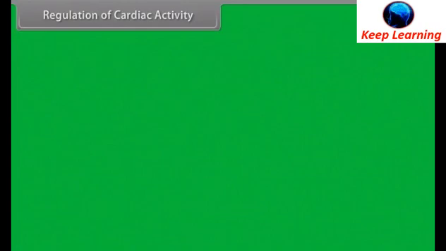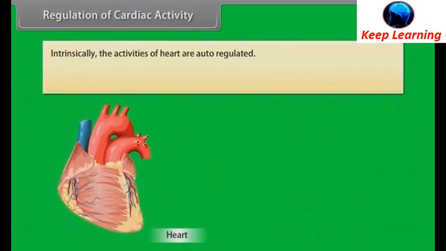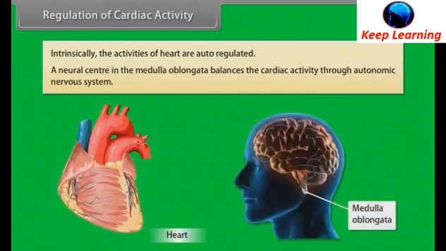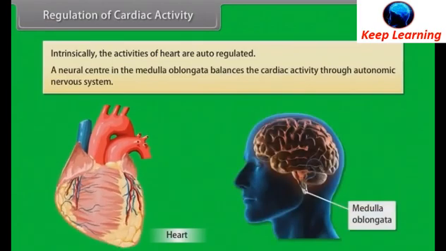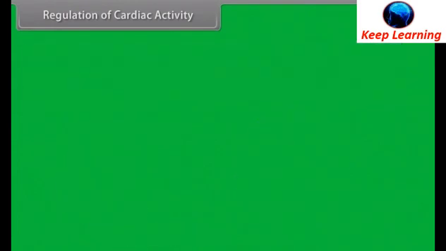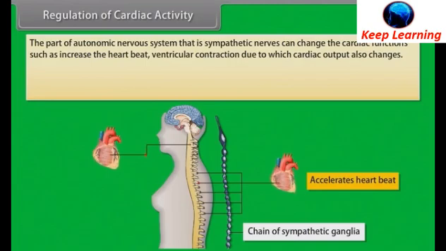Regulation of cardiac activity. Intrinsically, the activities of heart are auto-regulated. A neural center in the medulla oblongata balances the cardiac activity through the autonomic nervous system. The part of the autonomic nervous system that is sympathetic nerves can change the cardiac functions such as increase the heartbeat and ventricular contraction, due to which cardiac output also changes.